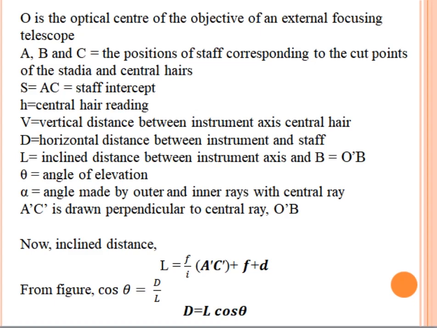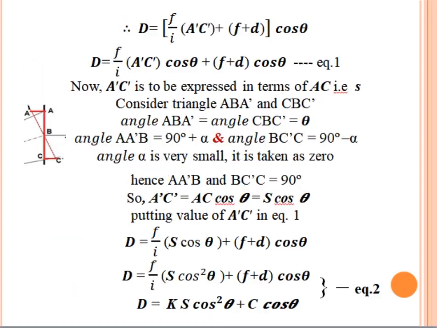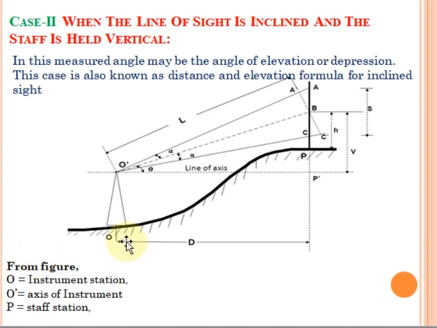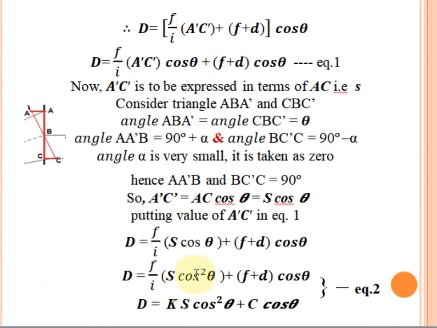So draw the perpendiculars. By putting in the calculation, you have to find out D. D is nothing but the distance between where you keep the instrument and the staff. So our aim is to find out only D and V.